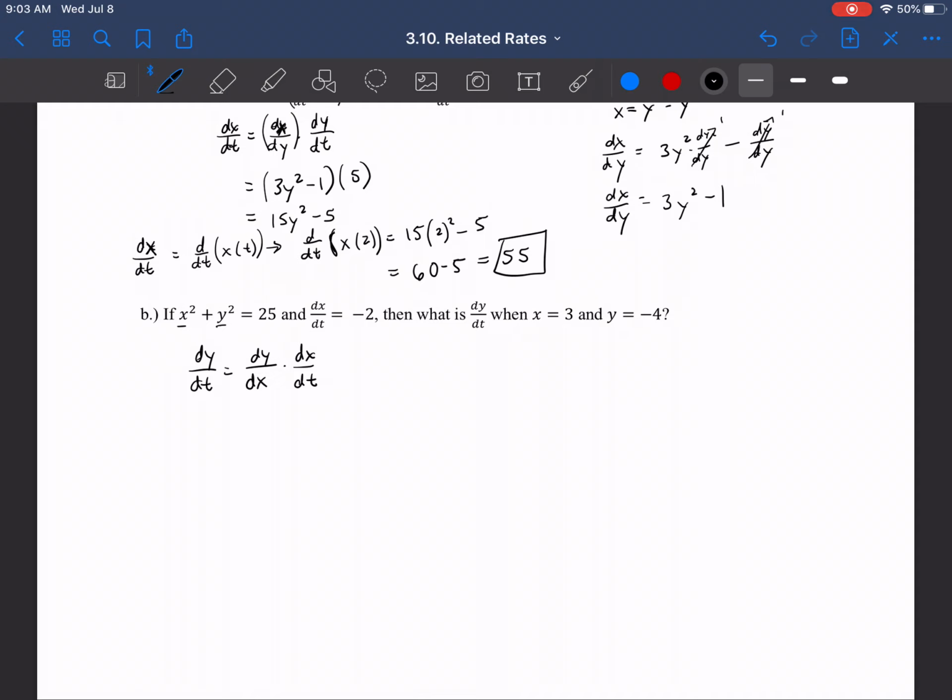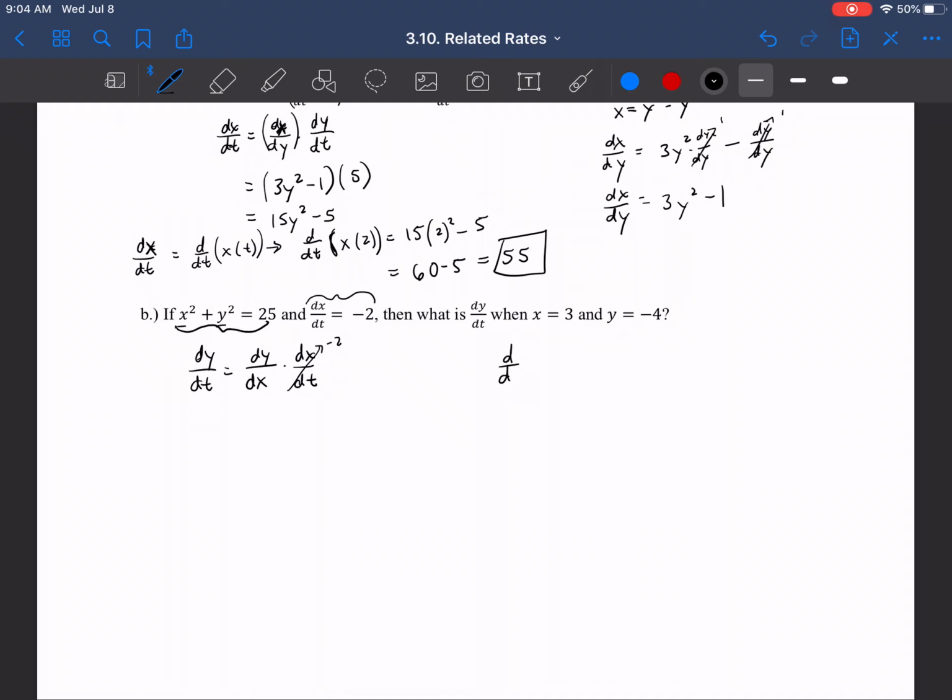So we take a look at this. We know dx/dt, that's given to us. It's right here, right? It's a -2, so this becomes a -2. We just need dy/dx. So we get that by using this equation right there.